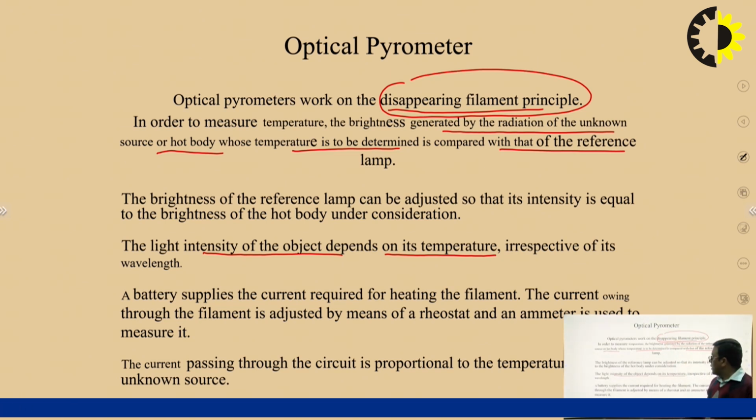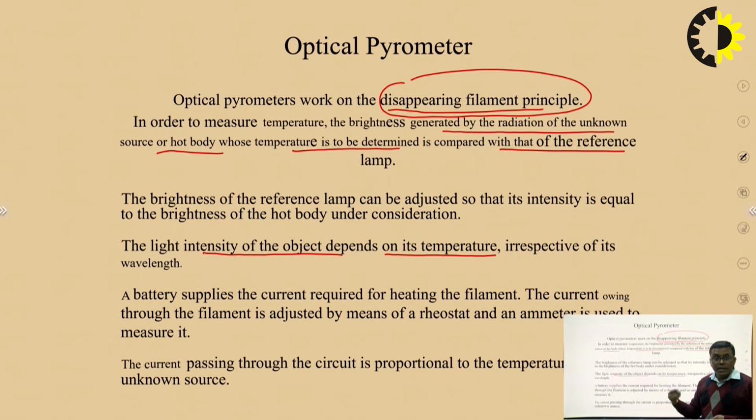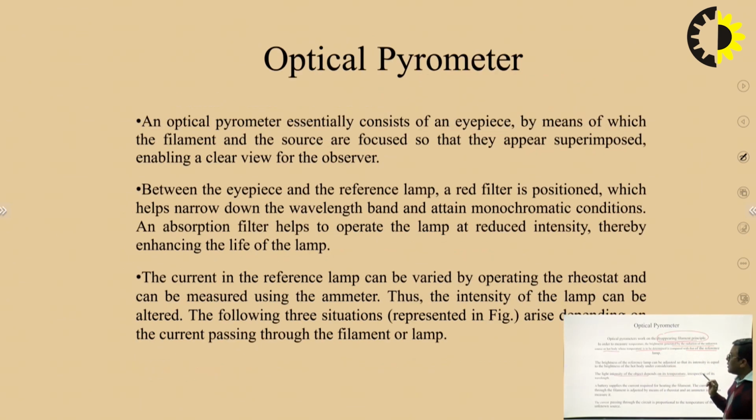Now, how will we change the intensity of light of the reference lamp? With the help of a battery and rheostat. A battery is connected there, through which a rheostat is connected. I will be discussing it with the diagram also. If I change the resistance of the rheostat, then obviously the amount of current will change. If the current changes, then obviously the temperature of that wire will change. So the temperature of that filament changes, and so does the brightness of the light. That is the basic concept behind the optical pyrometer.